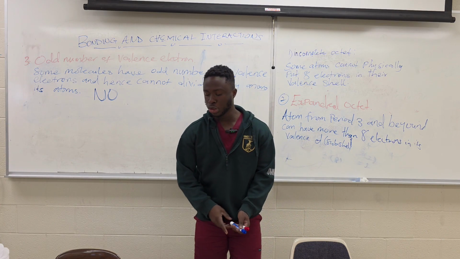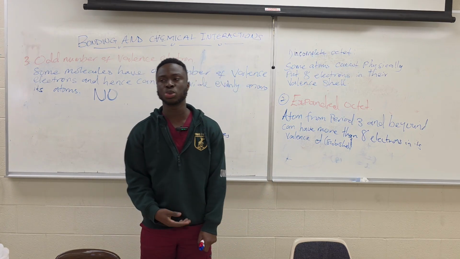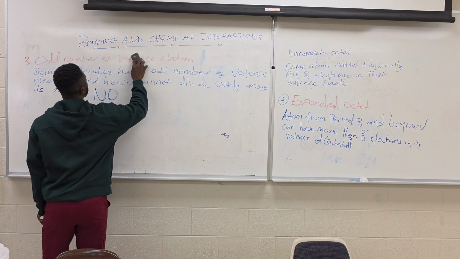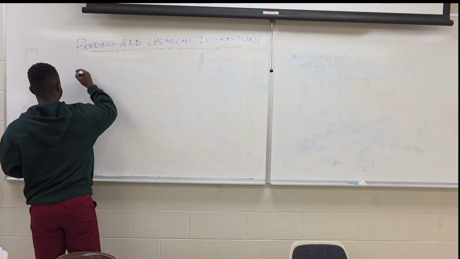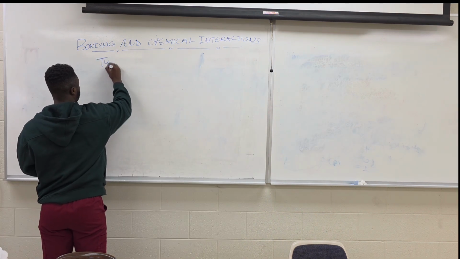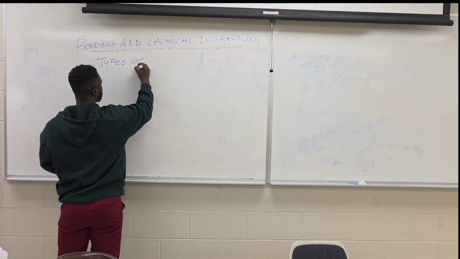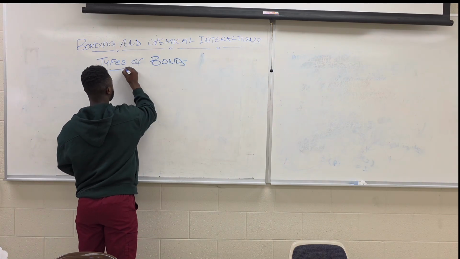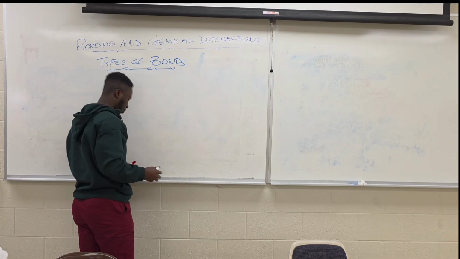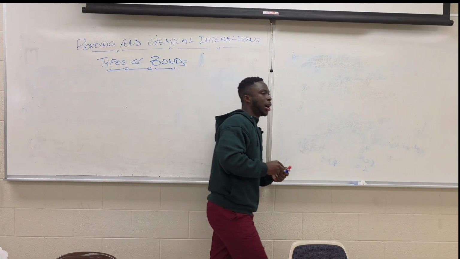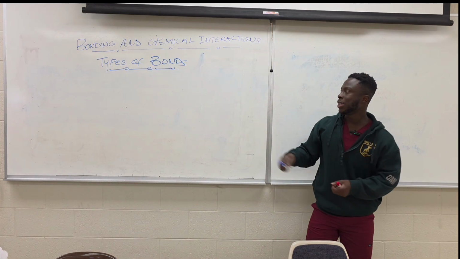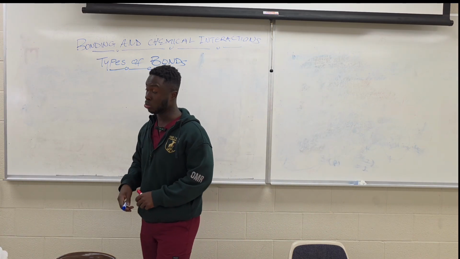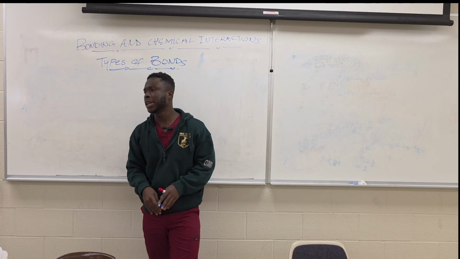So we are going to go into the types of bonds that atoms would form with each other. Now, for the sake of this chapter, we're going to go over just 2 types of bonds. That is the ionic and the covalent bond.